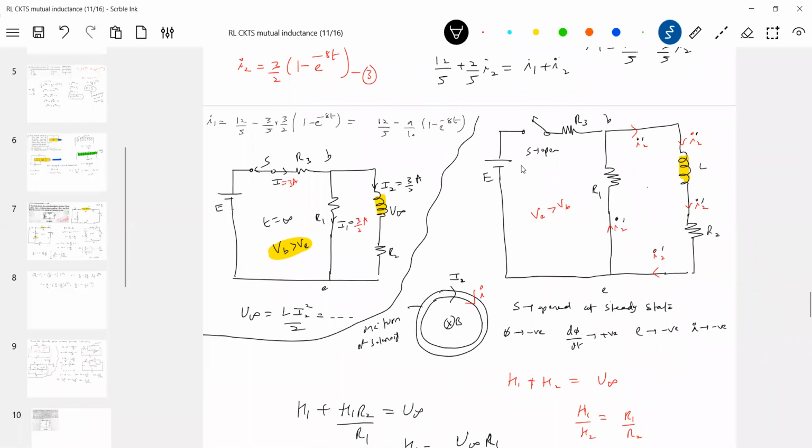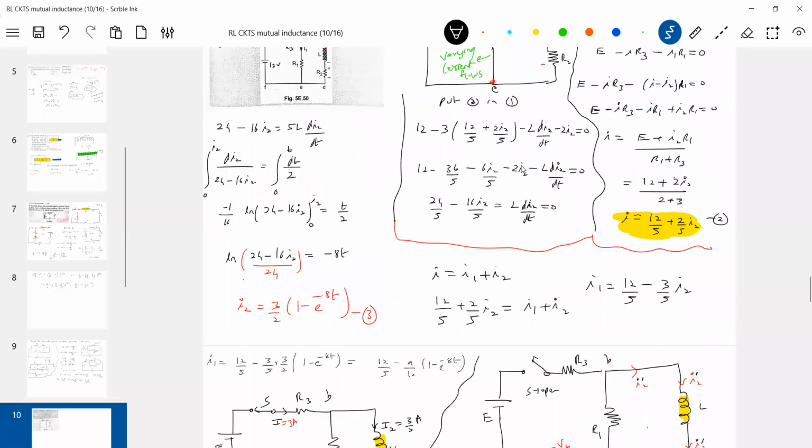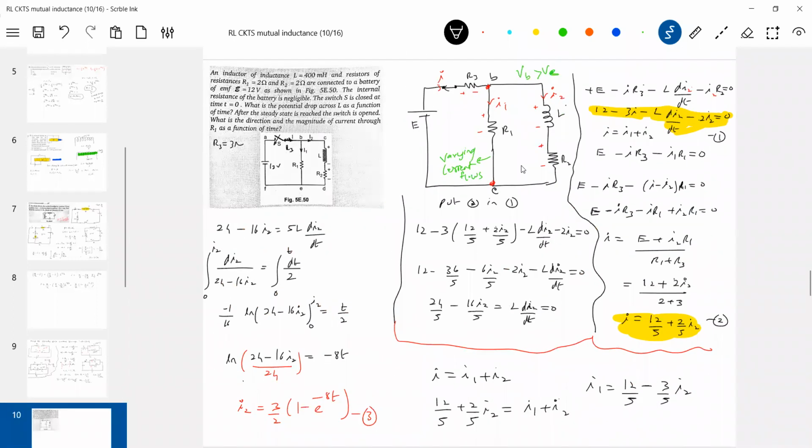There's a basic theory. Can we find this out by any other method? Sir, this part is very lengthy. So again, the same thing. At steady state, find out the current through the inductor, and that will be here. You can bring it here. Then how to calculate the time constant of the circuit?